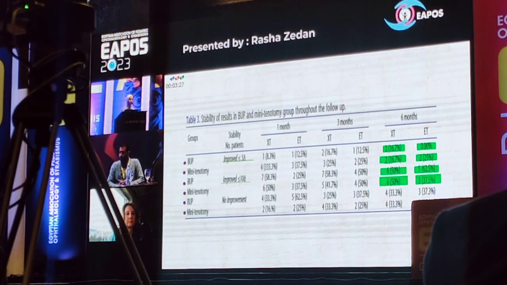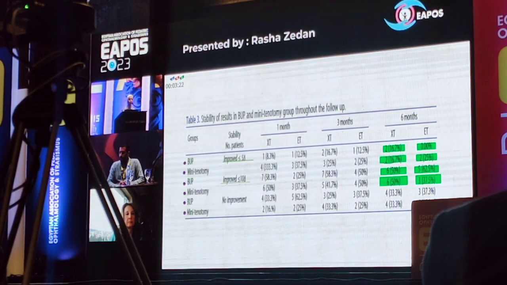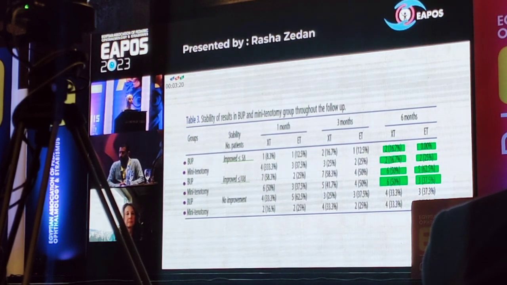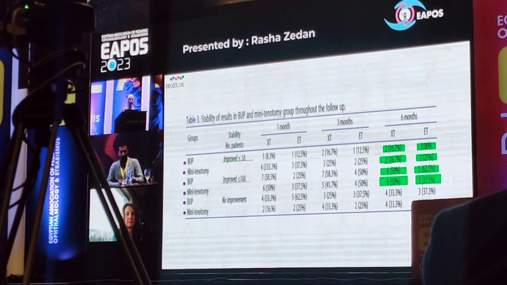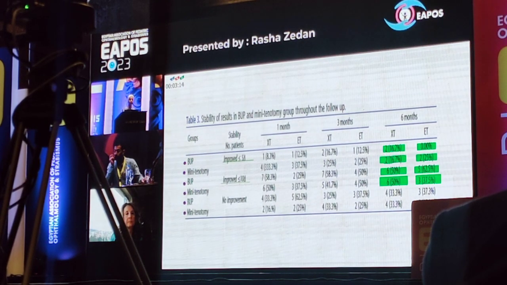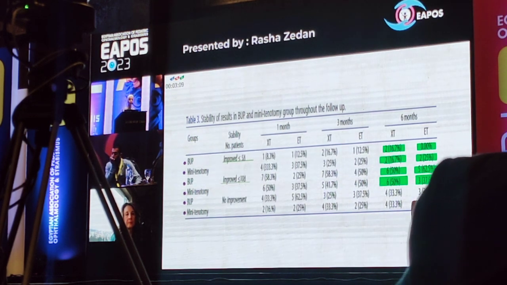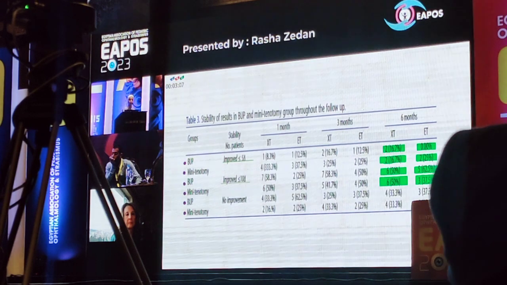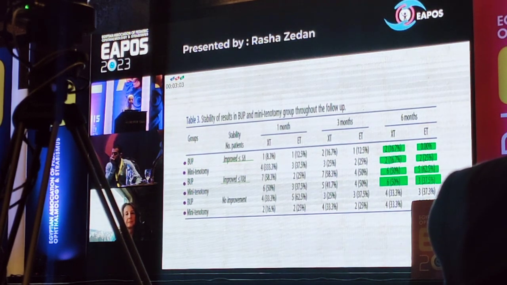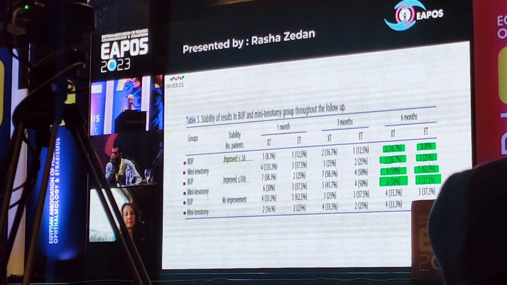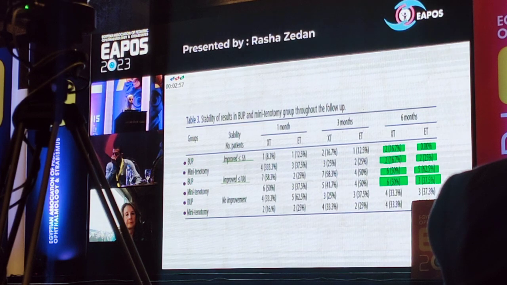Regarding the stability of results, because we had a very strict criterion of success of improvement less than 5 prism diopters, we found that for the bupivacaine and the mini tenotomy techniques at 6 months, the percentage was not very large. 16% for exotropes for both bupivacaine and mini tenotomy, no patient of esotropia using bupivacaine, and 25% with mini tenotomy.